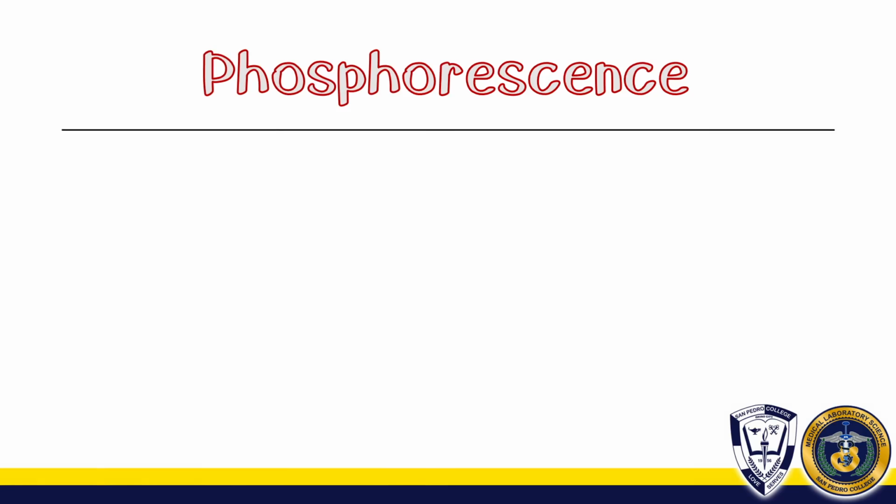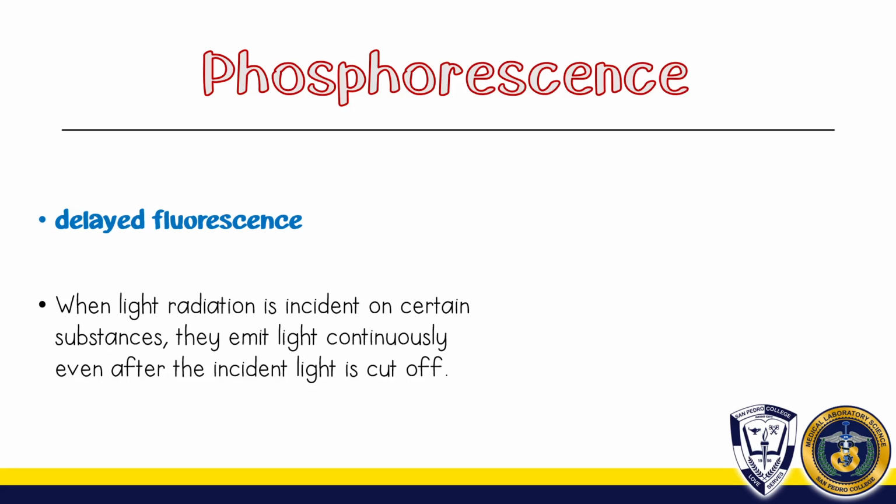So, how about your phosphorescence? What is the difference from your fluorescence? Now, phosphorescence is also known as your delayed fluorescence. Why is it called delayed? When light radiation is incident on certain substances, they emit light continuously, so that even after you cut off the incident light, it will remain. As mentioned a while ago, fluorescence is immediate emission of your absorbed light. Phosphorescence is delayed, which is why it is otherwise known as delayed fluorescence.